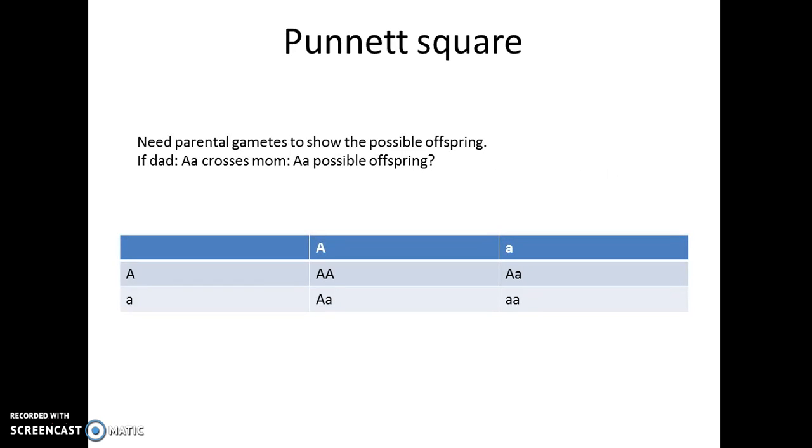So you need the parent gametes to show the possible offspring. So if we have big A, mom, big A, dad, right? So we have, this is one gamete, this is the other gamete, big A, big A, big A, little a, big A, little a, little a, little a. Isn't that so much easier? I know.